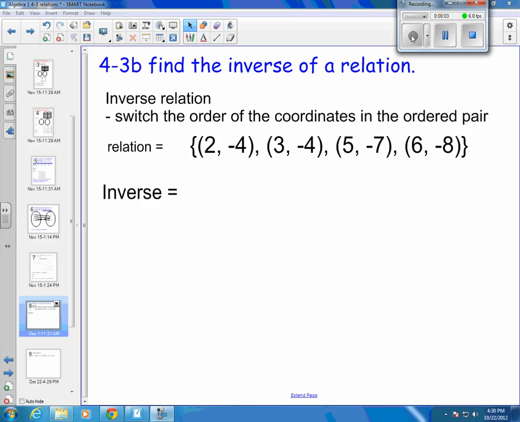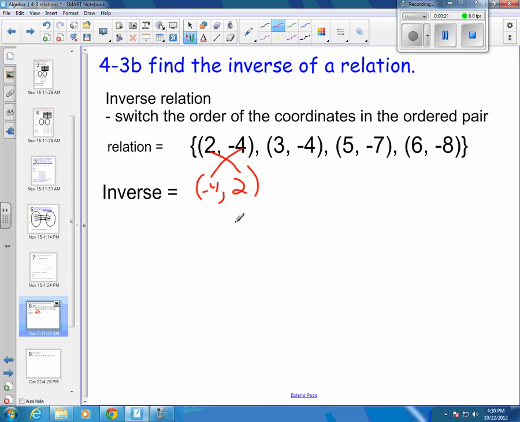Algebra 1, Chapter 4, Section 3, we want to find the inverse of a relation. So the inverse means we are going to switch the order of the coordinates, and that's all it means. It sounds confusing, but it is not. So I'm going to take this point here, and I'm going to put the 2 over here, and put the -4 over here. And voila, I have the inverse of that point.